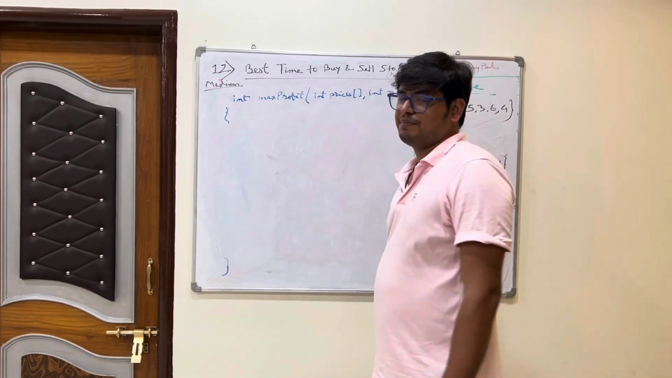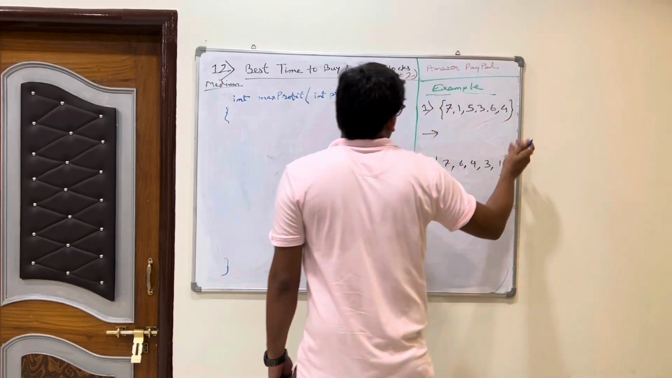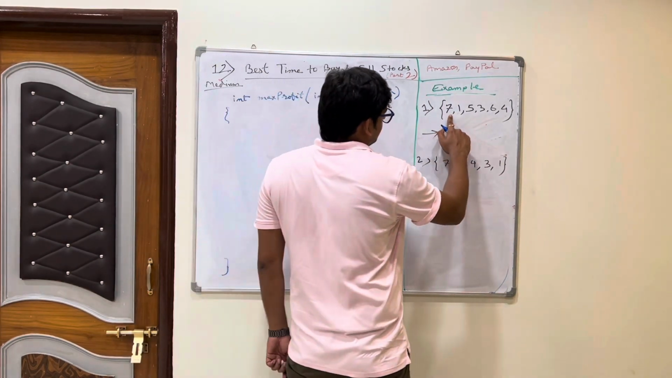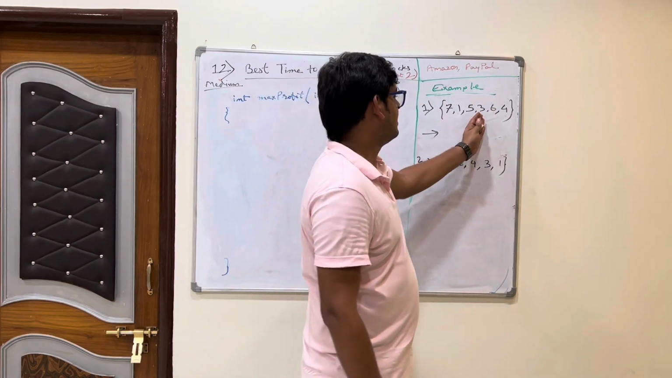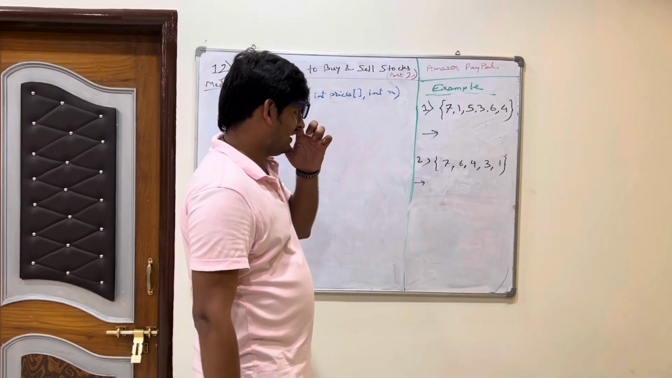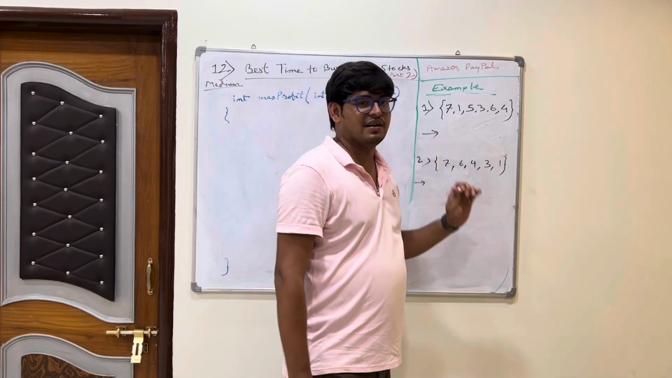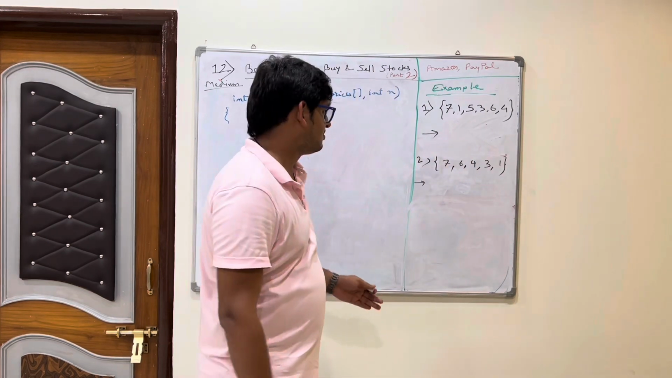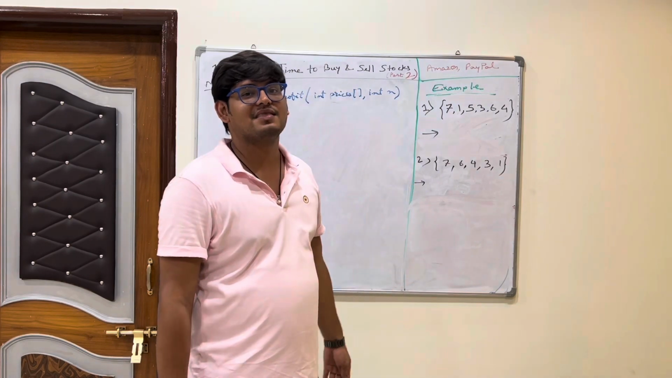So we have the array of prices, and assume that these are the prices of stocks. At day 1 the price is 7, day 2 the price is 1, then it is 5, then on day 4 the price is 3. So the prices of the stocks keep on increasing and decreasing. We need to return the maximum profit that a person can achieve by buying a stock at one day and selling at another day. And he can buy and sell multiple times.